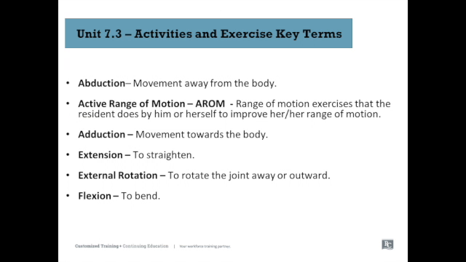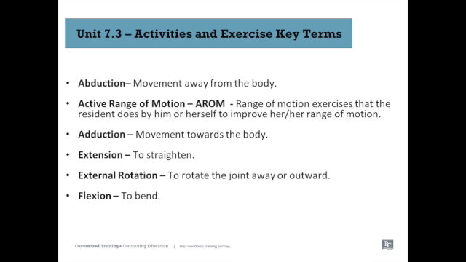This is Unit 7, Section 3, Key Terms. Our first term is abduction. This is when we move something away from the body. So if you are doing range of motion and you move the resident's arm this way, you are moving that away from the body. That is abduction.